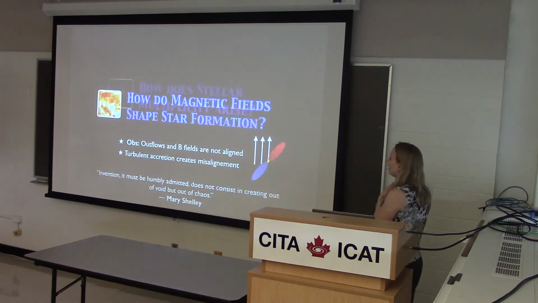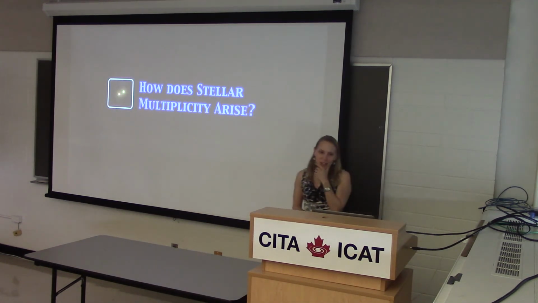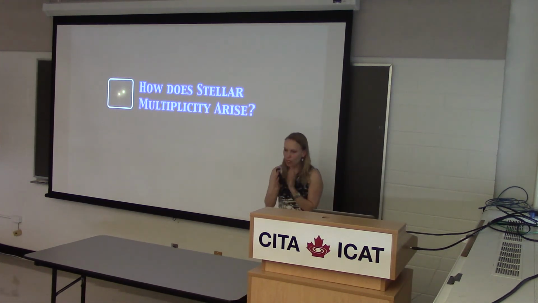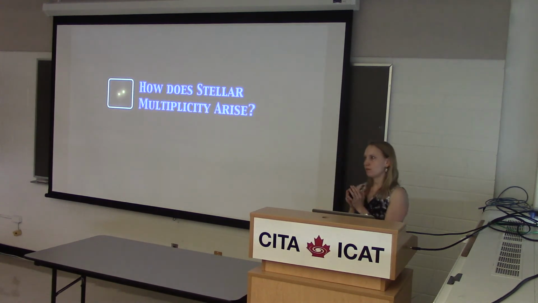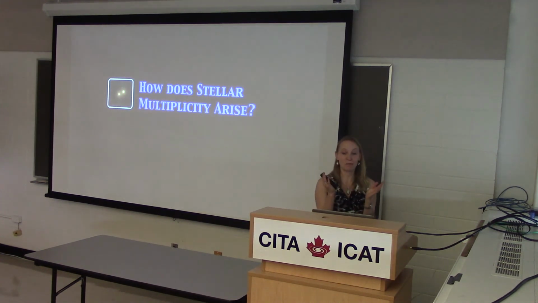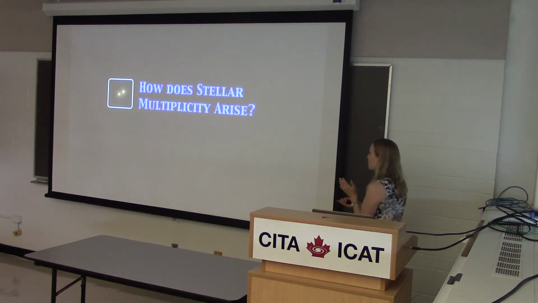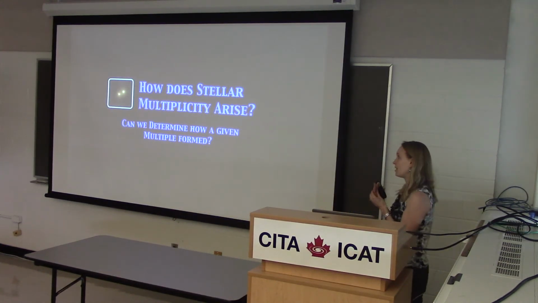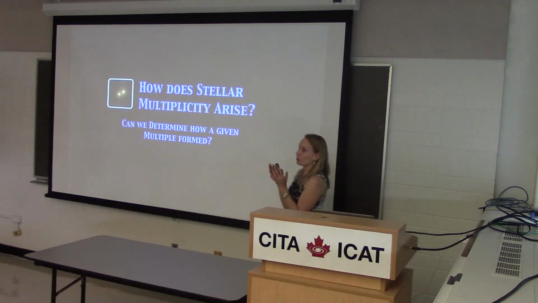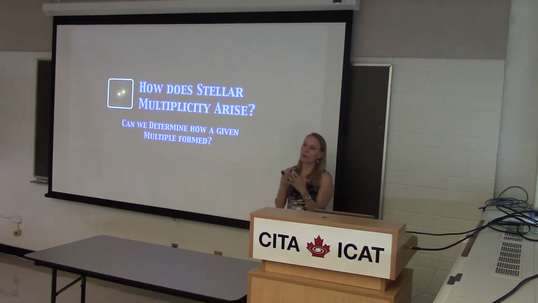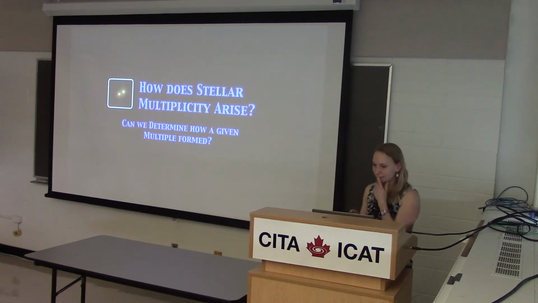All right. Second topic: how does stellar multiplicity arise? Not only do we want to answer this question of why our nearest neighboring star system is a multiple star system, we'd like to be able to look at stars in the field, such as Alpha Centauri, and determine how a given multiple formed. Is there some kind of signature that points us towards the mechanism by which that multiple formed?